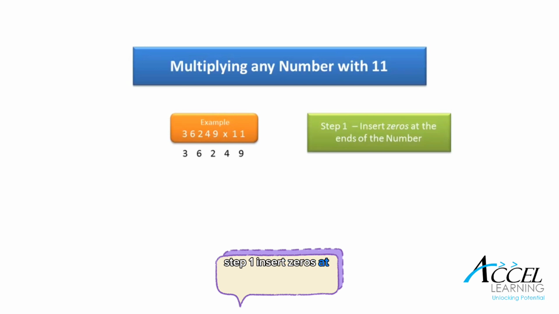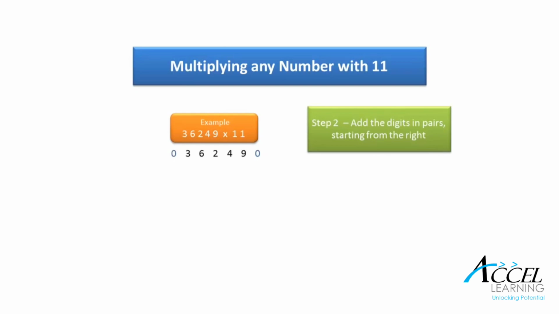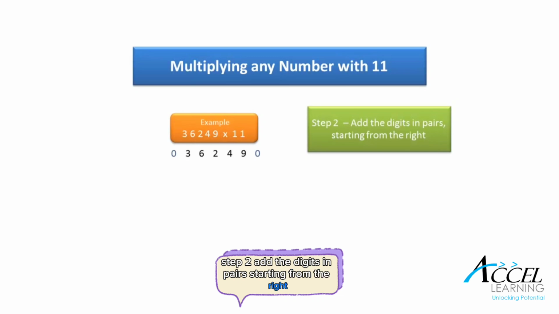Insert zeros at the ends of the number. 0 before 3 and 0 after 9. Step 2. Add the digits in pairs starting from the right.